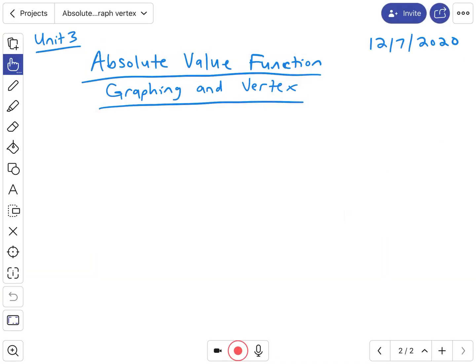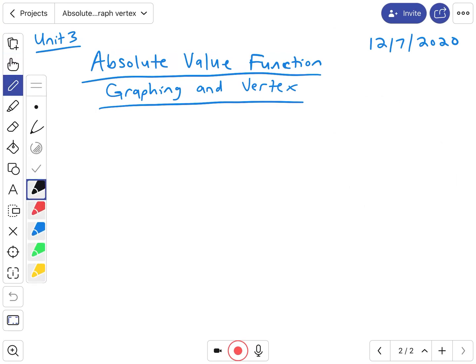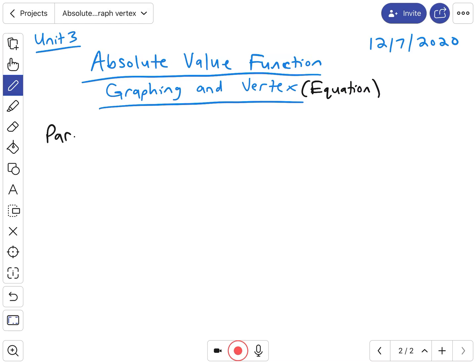This is Mr. Hernandez, and I wanted to go over an intro to the absolute value function, the equation, using a graph and the vertex. I'm actually going to have you take notes on this. The first thing you want to do is label the parent function. The equation of the parent function is y equals the absolute value of x.